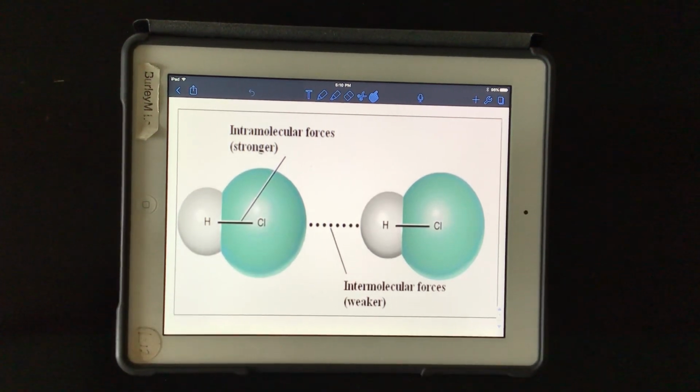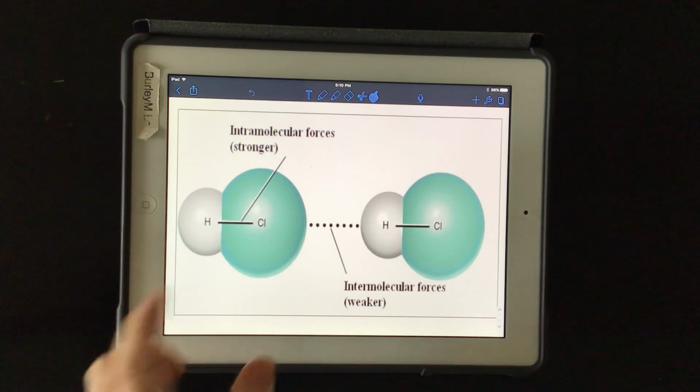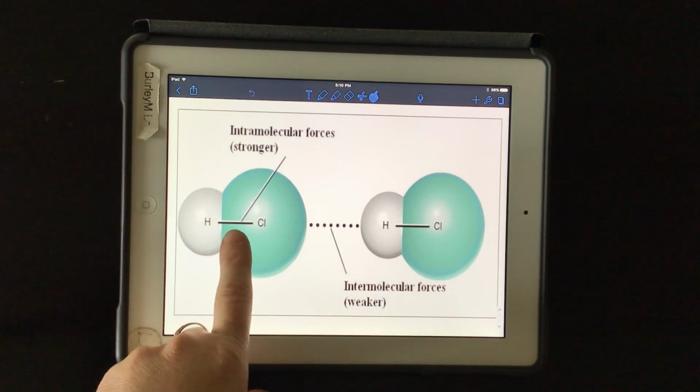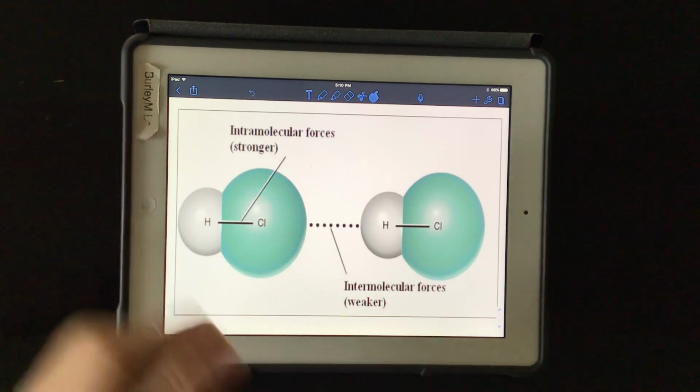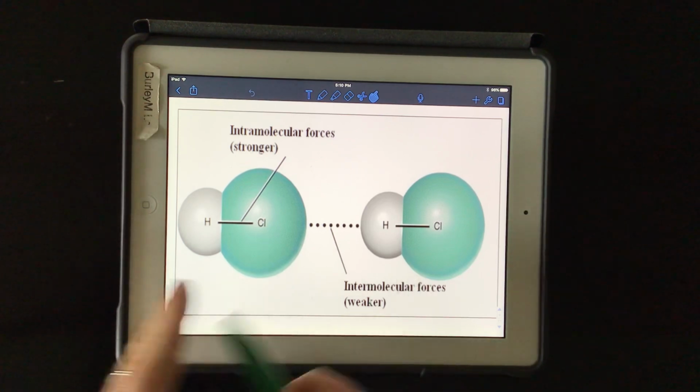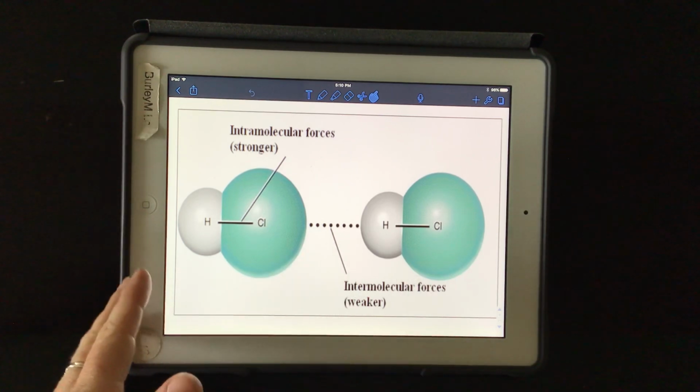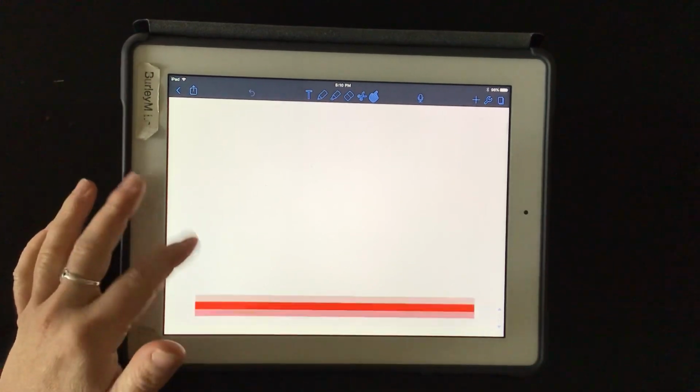Intramolecular forces, so any ionic or covalent bond, is a force of attraction within a compound. It is a much stronger attraction because there's an actual transfer or sharing of electrons happening.